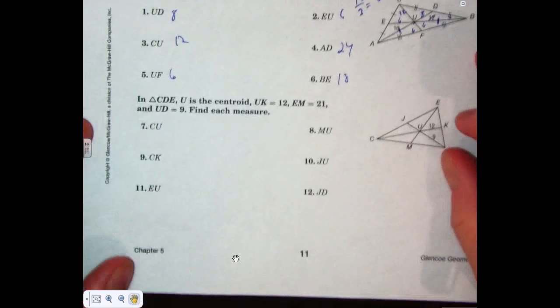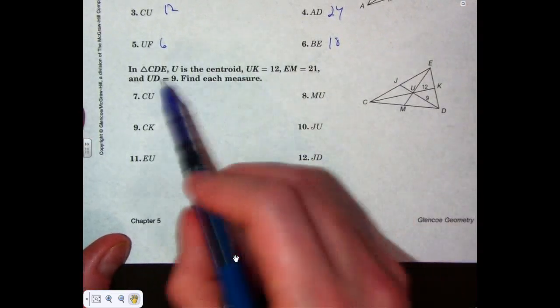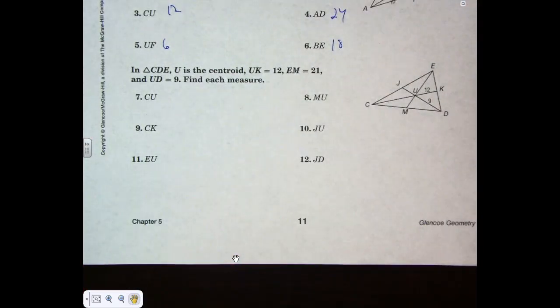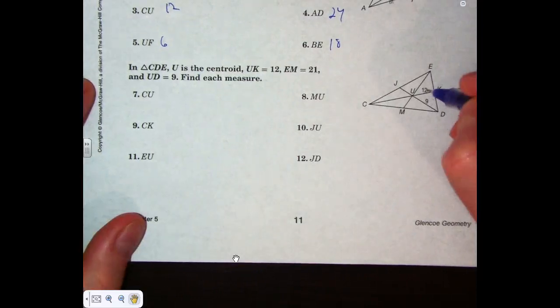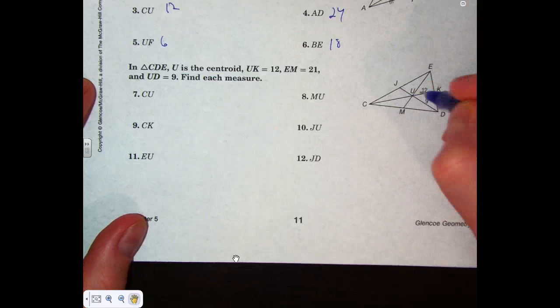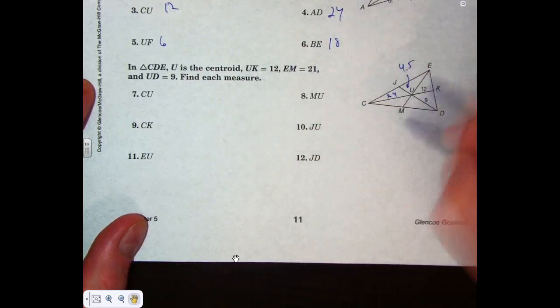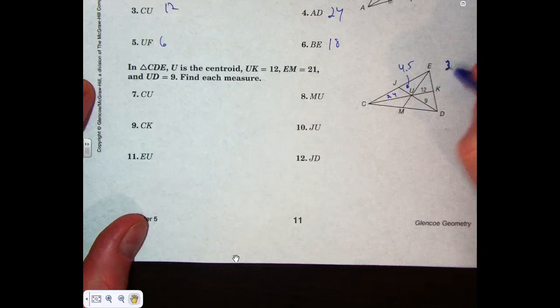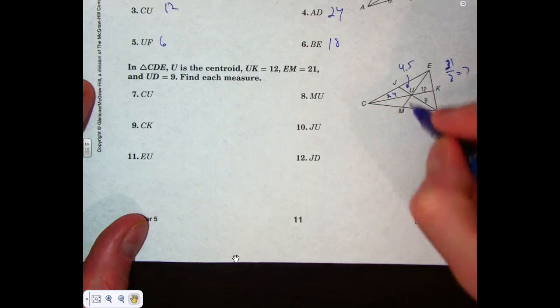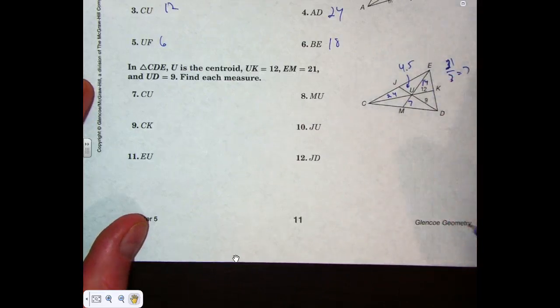Same thing happens then on 7 through 12. Again, this time they told us U is the centroid, and they've marked in our stuff. So I don't even think about it anymore. I just know this is half the length of this one. So if this is 12, this is 24. This is the longer one, so it's double the length of this one, so this is 4.5. And then EM is that full length, so if I take 21 and divide it by 3, I get 7. Shorter one, 7, double that's 14.